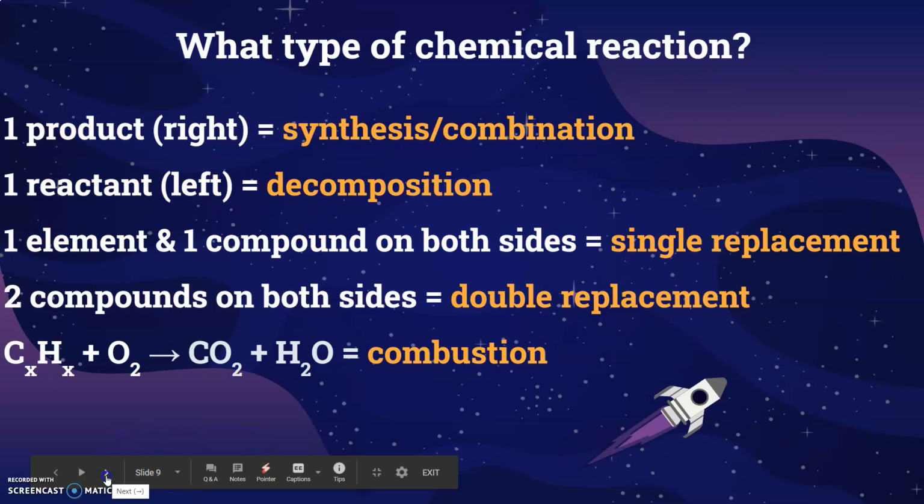All right. Got a couple minutes left here. Here's sort of the overview. One product on the right, synthesis or combination. One reactant on the left, decomposition. An element and a compound on both sides, that's going to be single replacement. And then compounds on both sides. These are the big reactions, right? Like lots and lots of stuff. Double replacement. And then combustion.